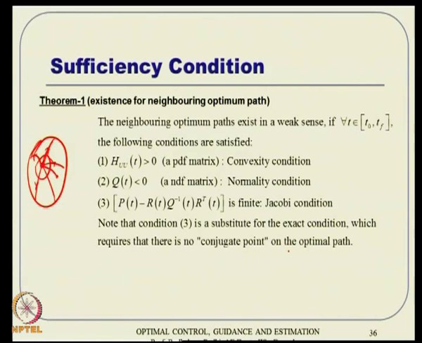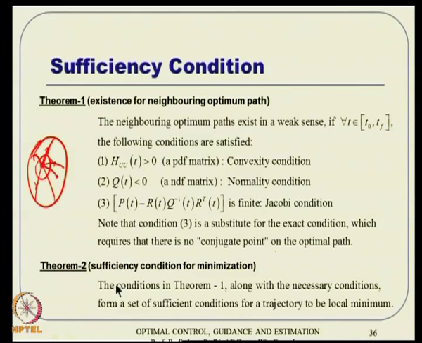Alright, so that is what it is, and theorem 2 gives a very simple extension of that, which says the sufficiency condition is nothing but the conditions of theorem 1. If the conditions in theorem 1 hold along with the necessary conditions, because sufficiency conditions do not mean too much without necessary conditions, then it guarantees sufficiency for the entire problem. That means the conditions of theorem 1, these 1, 2, 3 conditions, as well as the necessary conditions, form a set of sufficiency conditions for a trajectory to be a local minimum.